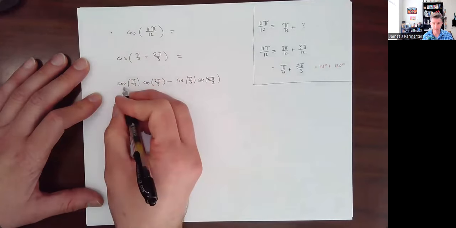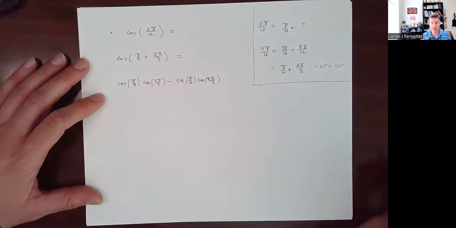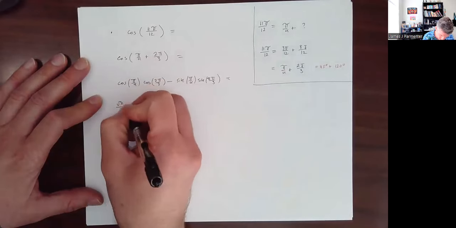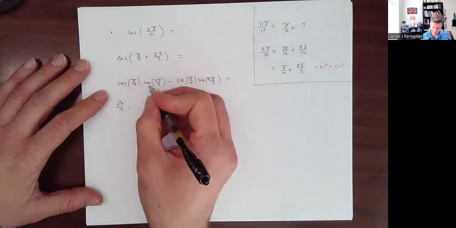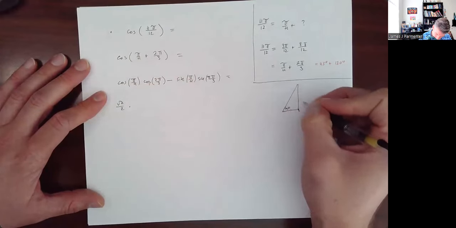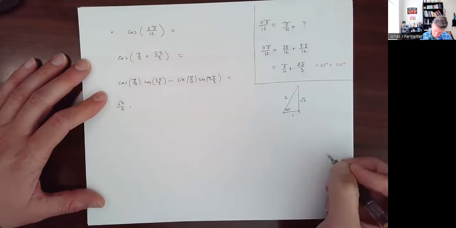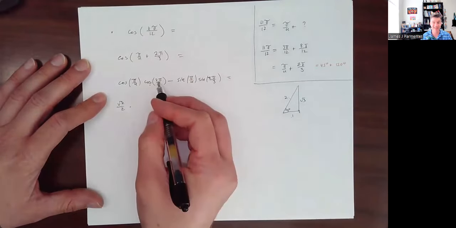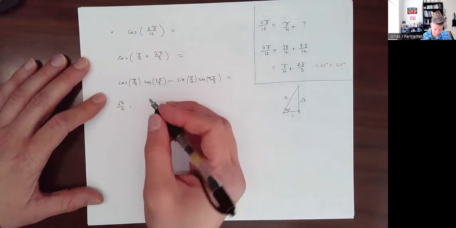Okay, cosine of pi over 4 is always easy. Cosine and sine of pi over 4 are always going to be root 2 over 2. So it's going to be root 2 over 2 times cosine of 2 pi over 3. Let's see. I know that cosine of pi over 3 is 60 degrees. Cosine of 60 degrees is positive 1/2. Cosine of 2 pi over 3, which is in the second quadrant, is going to be negative 1/2.